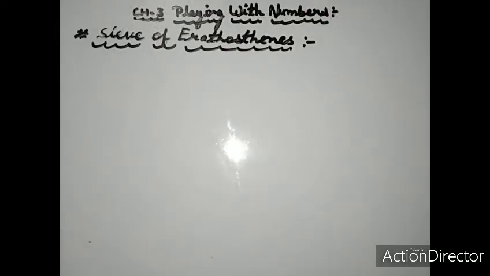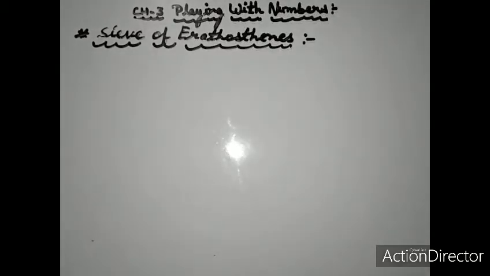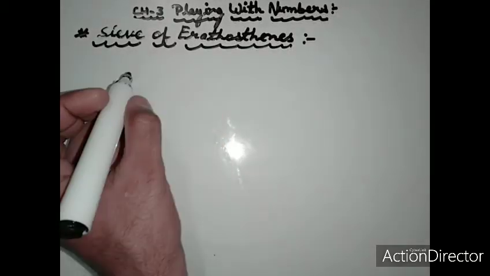Now dear students, here we again revise the Sieve of Eratosthenes method. We already discussed this method in class 5th. A Greek mathematician, Eratosthenes, devised a method to find prime numbers between 1 and 100. Basically, first we write numbers from 1 to 100.